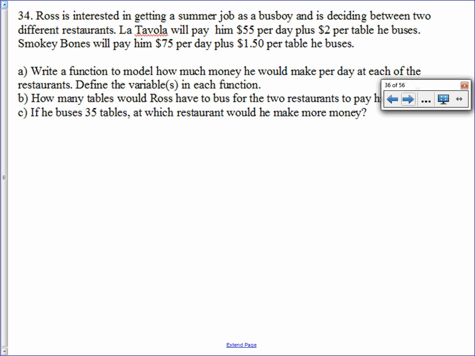Russ is interested in getting a summer job as a busboy and is deciding between 2 different restaurants. Nothing mathematical there so far. Let's have we're paying $55 per day plus $2 per table. Well, again, per X plus the one-time fee. They both say per. Which one is the true per? $55 per day or $2 per table? Your true per is the per table.